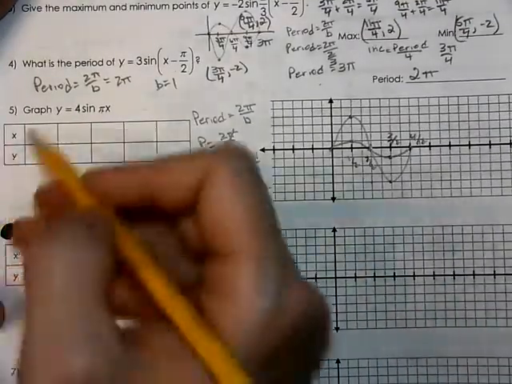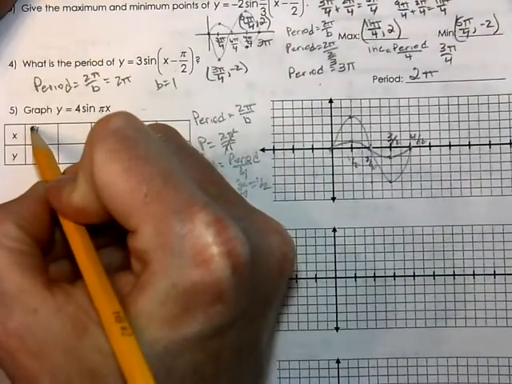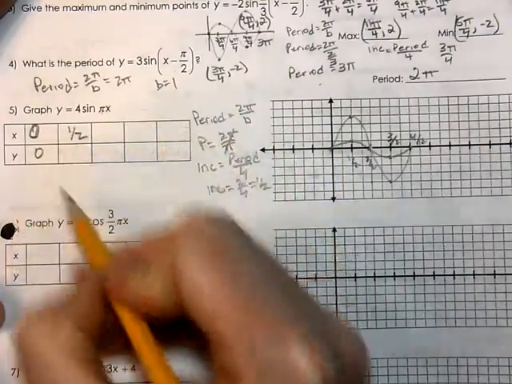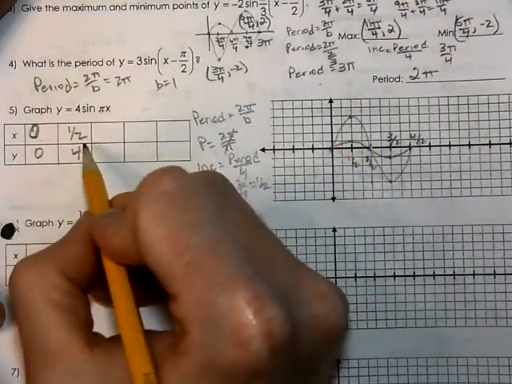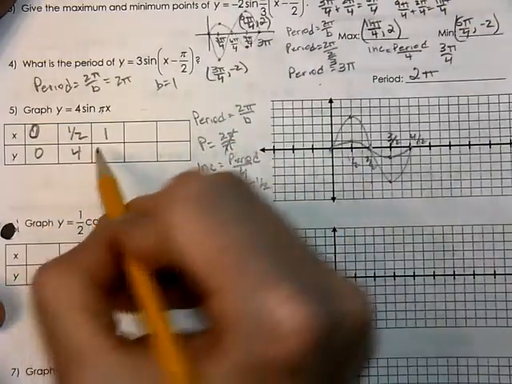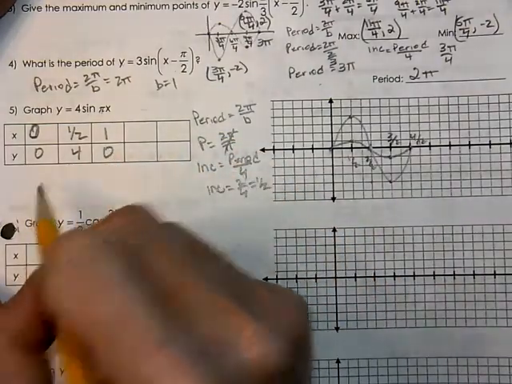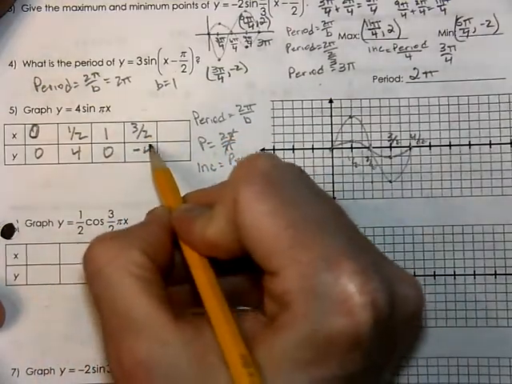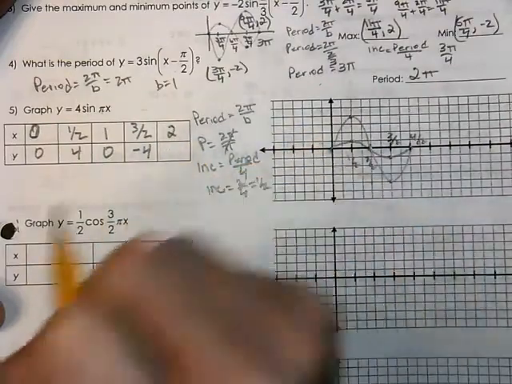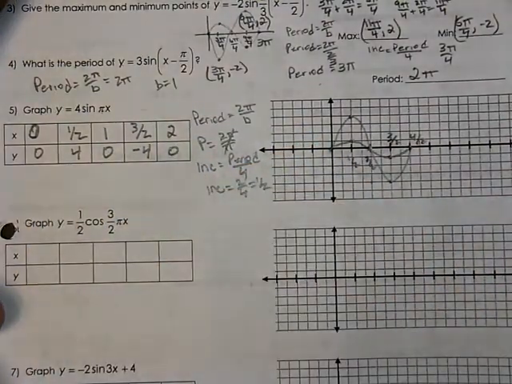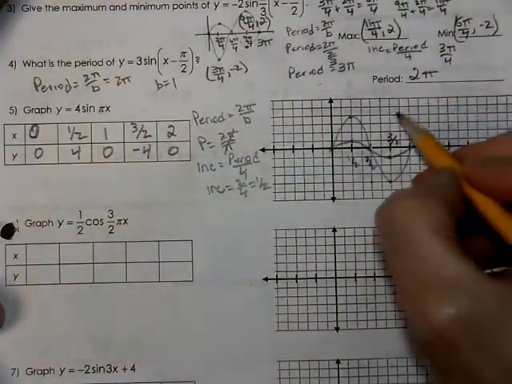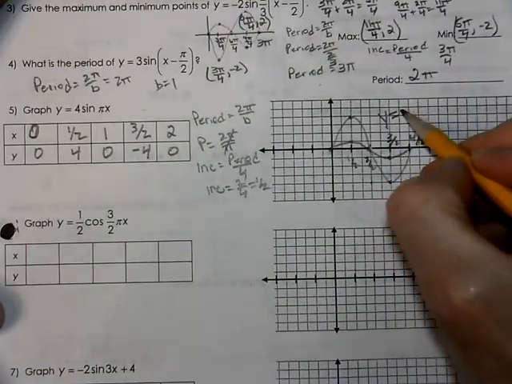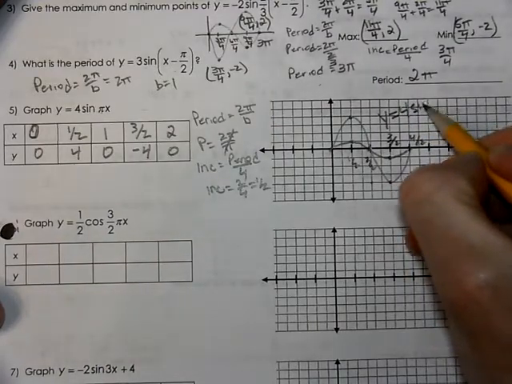So our x values, we start with 0. When we're at 0, we're at 0. When we're at a half, we were up at 4. When we were at 1, we were at 0. When we were at 3 halves, we were down at negative 4. And when we're at 2, we were at 0 again. So you would want to write the name of the equation on your graph.